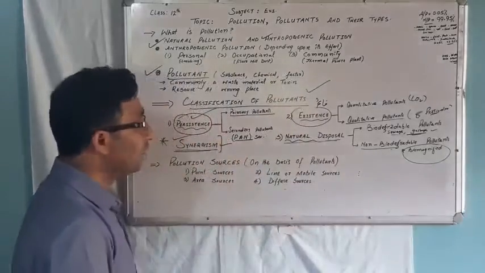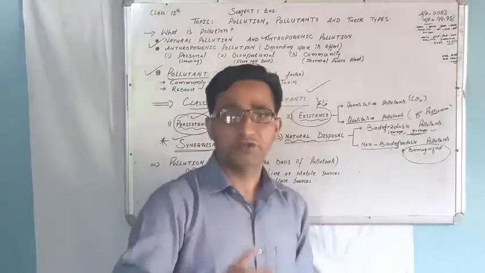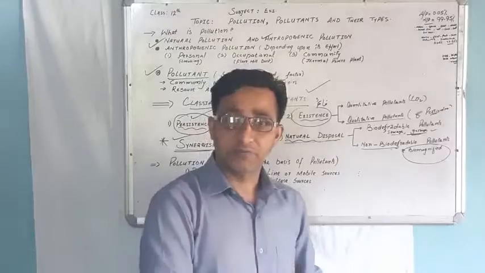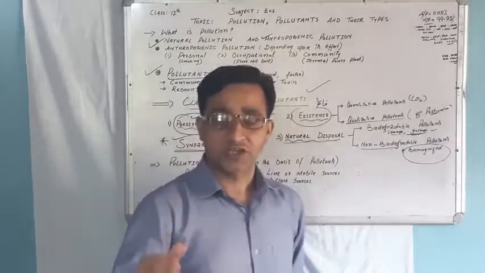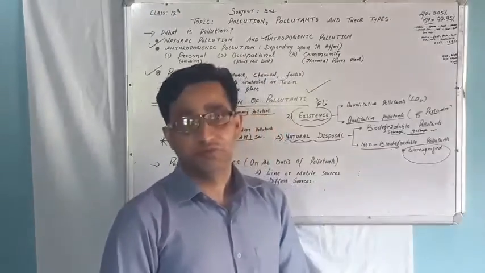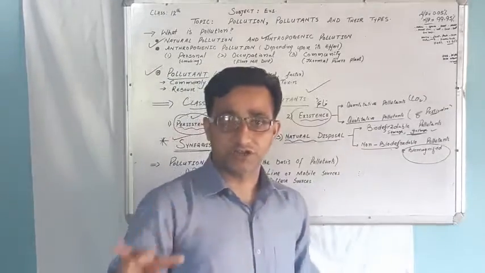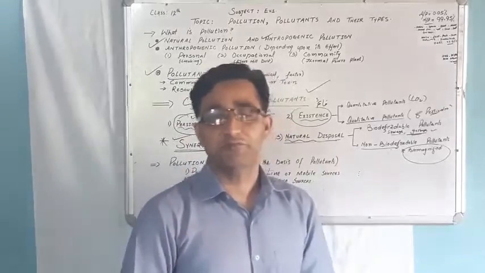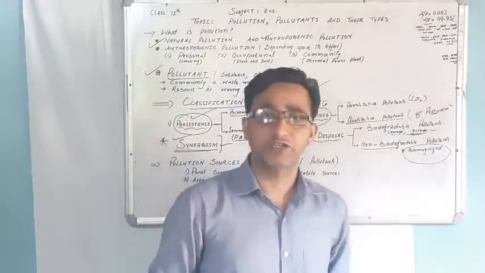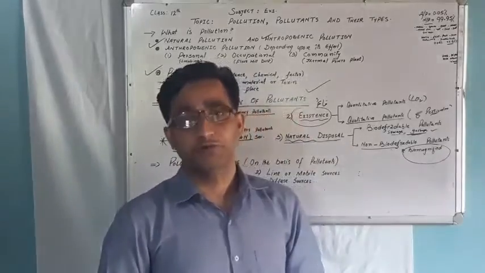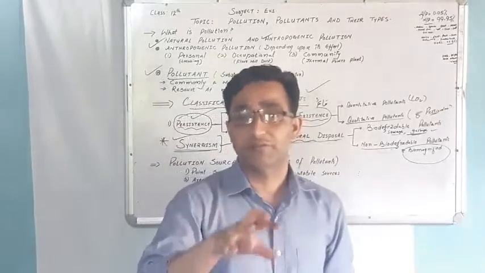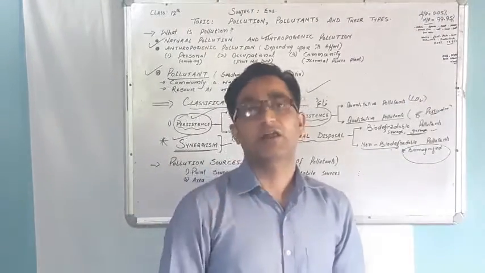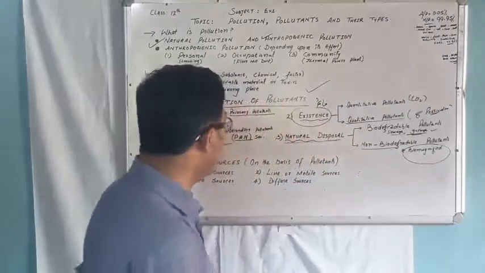So here we actually observe that there are three criteria upon which we can classify the pollutants. One is persistence, existence, and the natural disposal. Upon the persistence, pollutants are of two types: primary pollutants and secondary pollutants. Upon the existence, the pollutants can be quantitative pollutants and qualitative pollutants, and on the basis of the natural disposal, pollutants can be biodegradable and non-biodegradable.